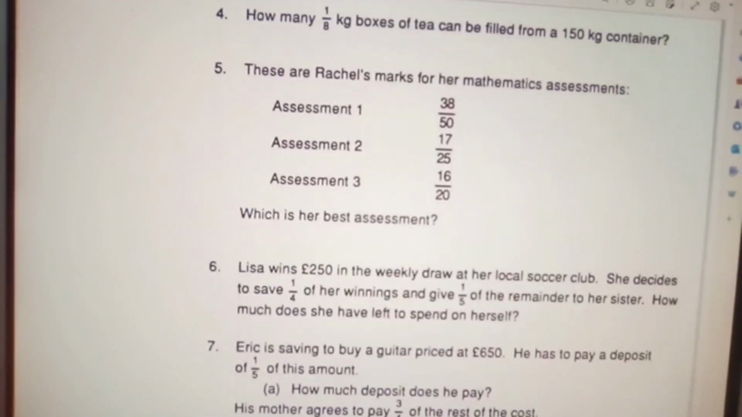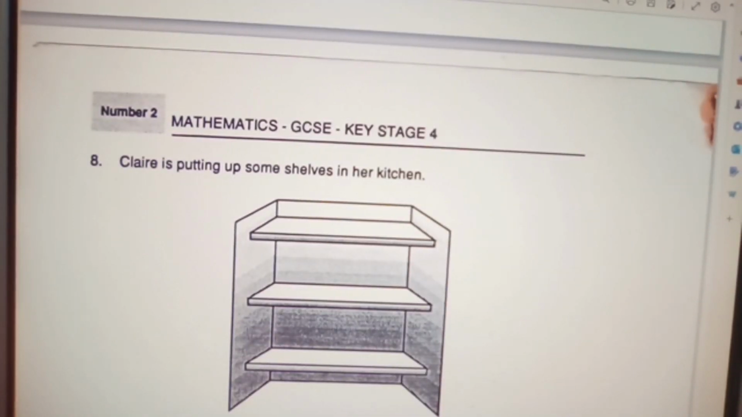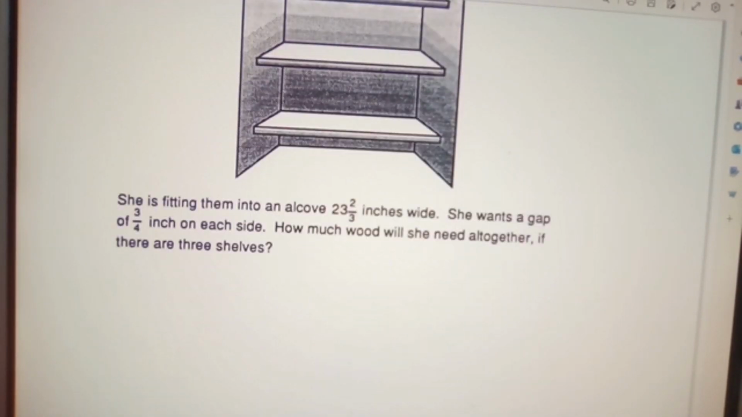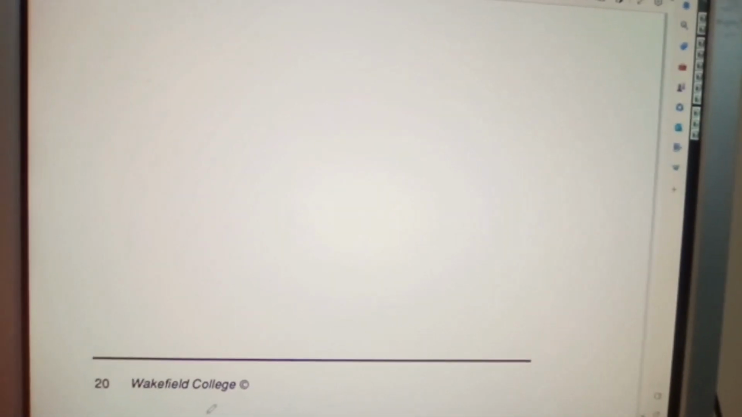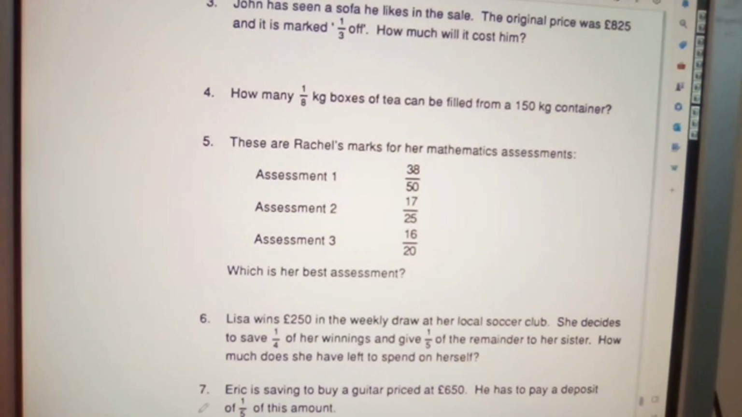Here we have some additional work as well for yourselves. And here we are. Now I hope you found this useful. Let me just make sure I got back all the way up to the top, and that I got everything in view.